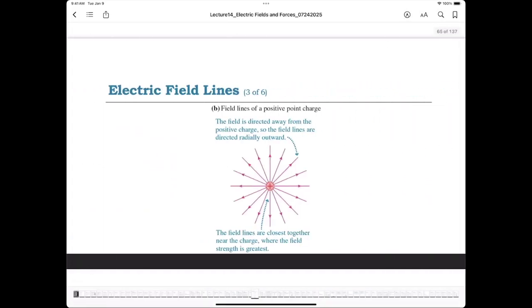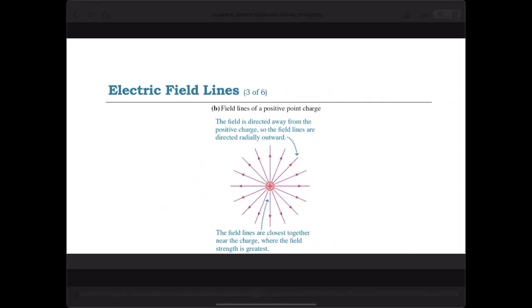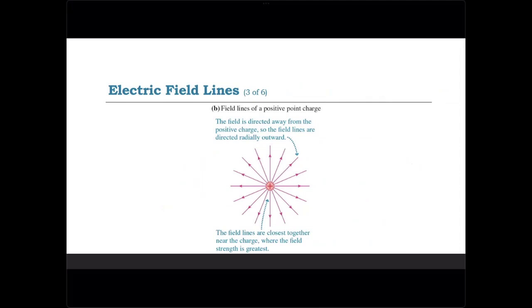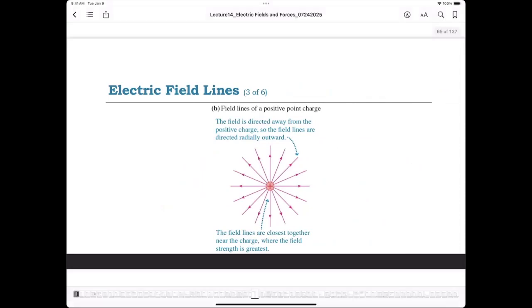Okay. This is the field line of a positive point charge. What is the field line? We have already talked about this before. The field is directed away from the positive charge, so the field lines are directed radially outward. You can see outward. The field lines are closest together near the charge, which means here has a stronger electric field. Does that make sense to you?